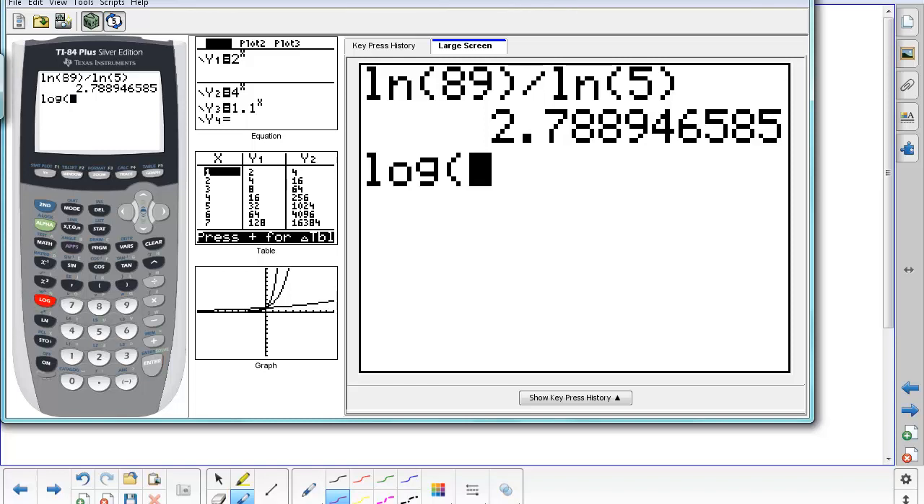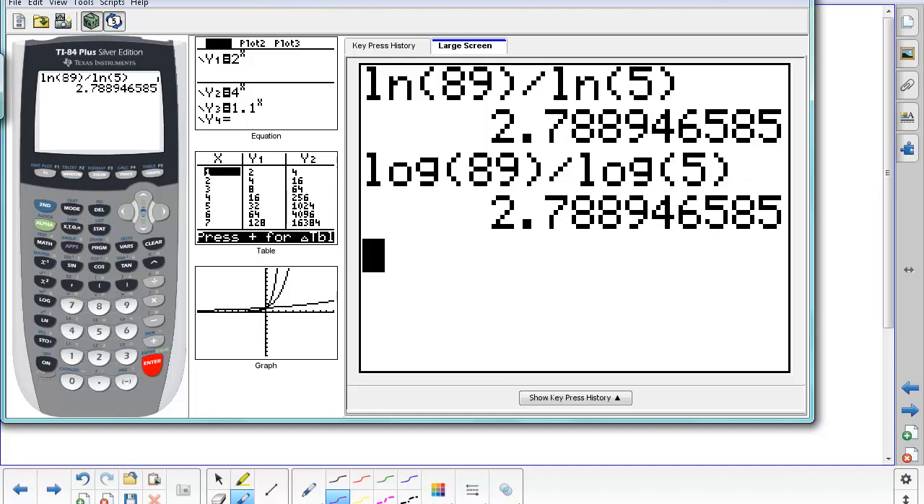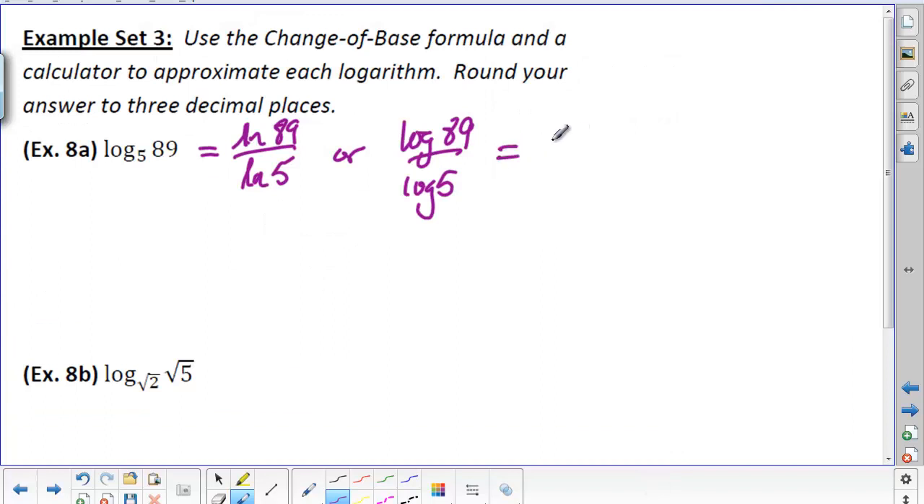Again, if you do a base 10 logarithm, you should get the same answer. It doesn't matter what the base is. 2.7889. This is rounded to 3 decimal places.